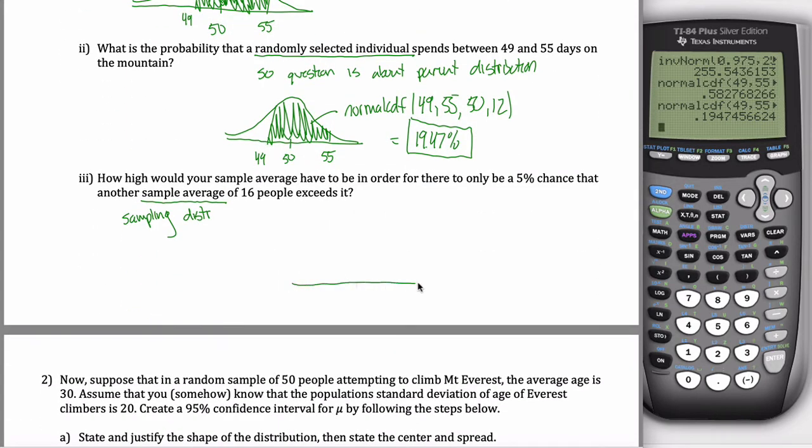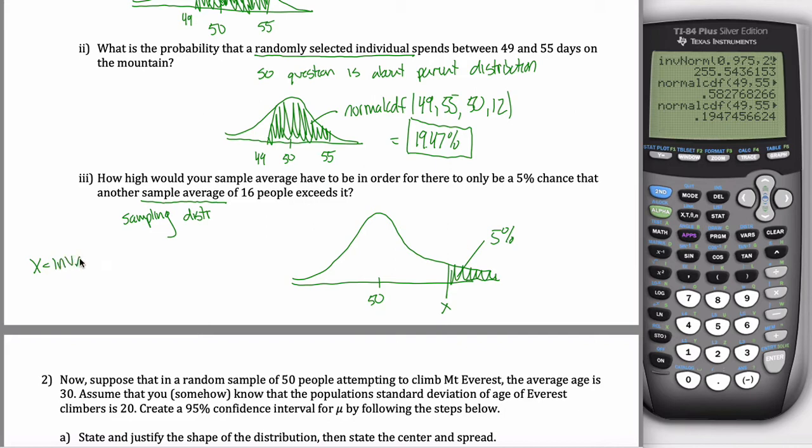I want some average really high, so way off to the right. How far off to the right? Well, so far off to the right that the area right of it is only 5%. Because if the area right of it is only 5%, there's only a 5% chance that another sample average exceeds it. My center is 50 because mu sub x bar is 50, and I need to find this number. Maybe I'll call it x.